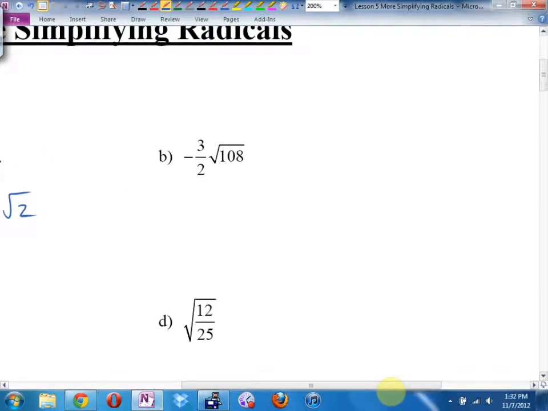Part B, also I changed this question, so you have to rewrite this one. B is negative 3 over 2 root 108. First thing I'm going to do is rewrite this as a negative 3 and a 2, and I'm going to let myself know that that root 108 is on the top. Root 108. 108 is what times what? 9 and 12?